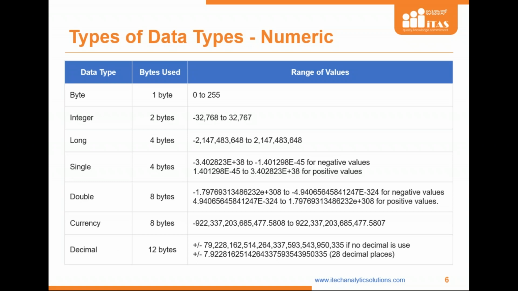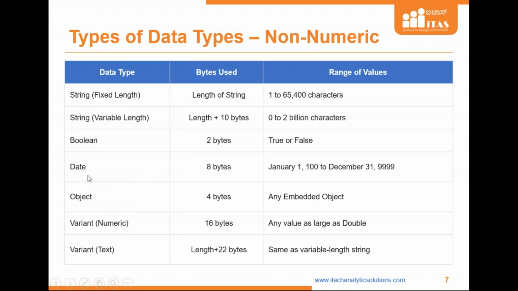But try to understand, when I say data type, that means I'm classifying the data into different types. If I say numbers, then I can use byte, integer, long, or if it is decimal numbers, then I can use double or single. If it is text, I'll be using string. If you want to use true or false or some conditions, then I'll use boolean. If you want to use date, then I can use the date data type. Or if I'm using objects, then I can use the object data type.